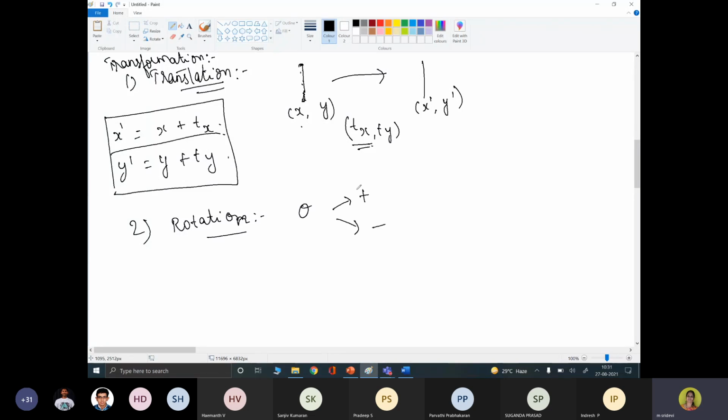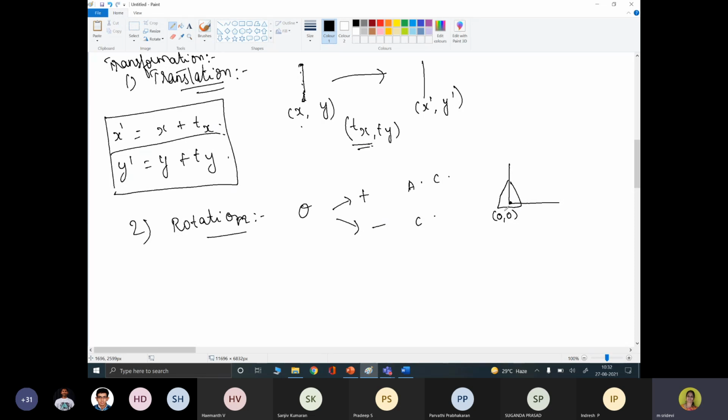Theta can be either a positive value or a negative value. If it is a positive theta, the rotation will take place in the counterclockwise direction. If it is a negative value, the object will be rotated in the clockwise direction. This is clockwise, this is anticlockwise. Now when we perform a rotation, we have some origin, and some object is represented here.